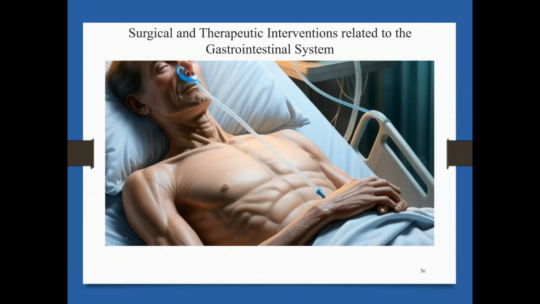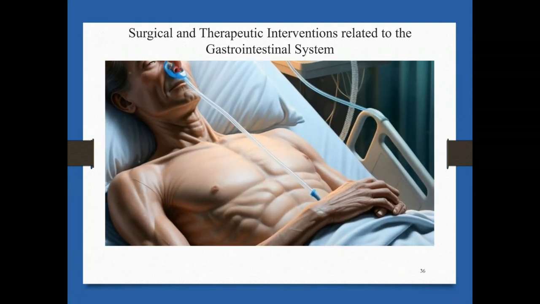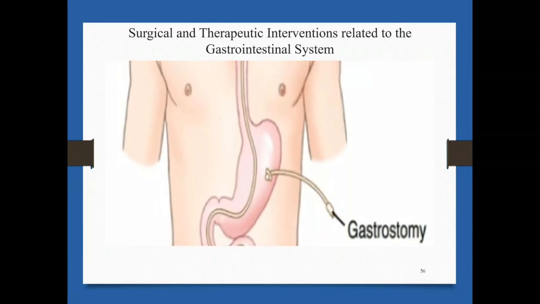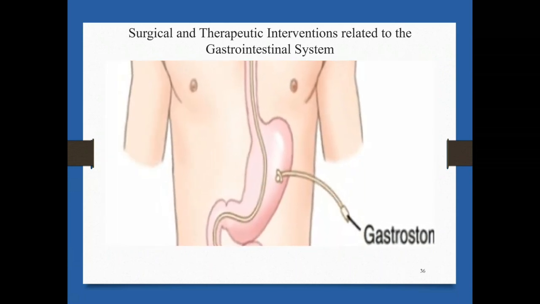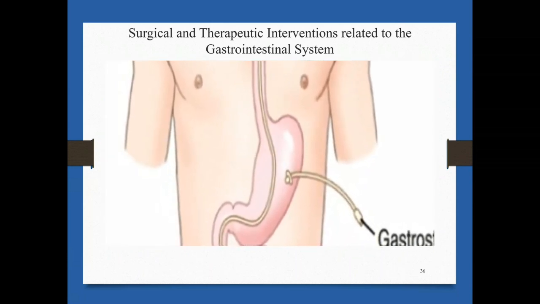Nasoduodenal tube, a tube inserted through the nose that extends into the duodenum, the first part of the small intestine. It's used for feeding or medication delivery when bypassing the stomach is necessary.